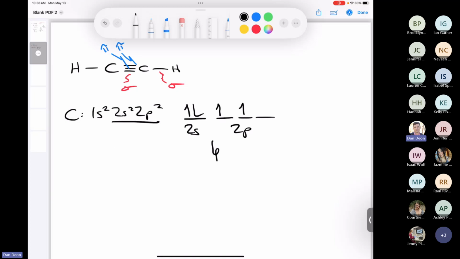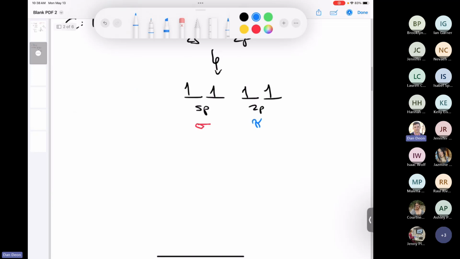I'll just do it going down this time. So we're going to mix 2 orbitals to make an sp orbital, and then we're going to leave 2 unhybridized 2p orbitals to make the pi bond. So we're going to have 1, 2, 3, 4. So these 2 electrons will be used to make the sigma bonds. These 2 will be used to make the 2 pi bonds.